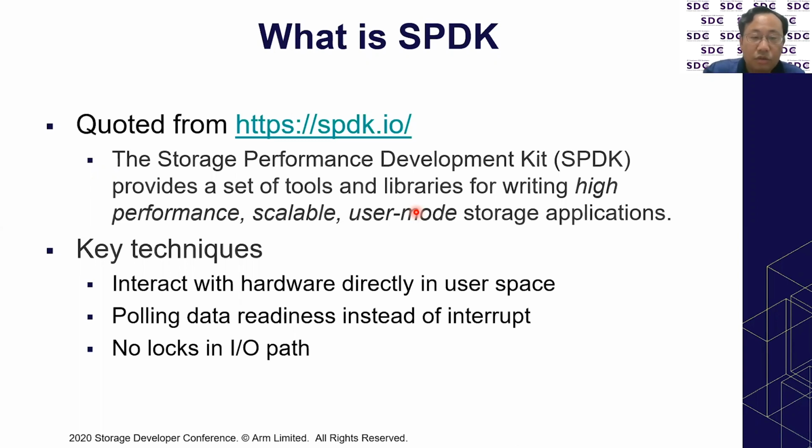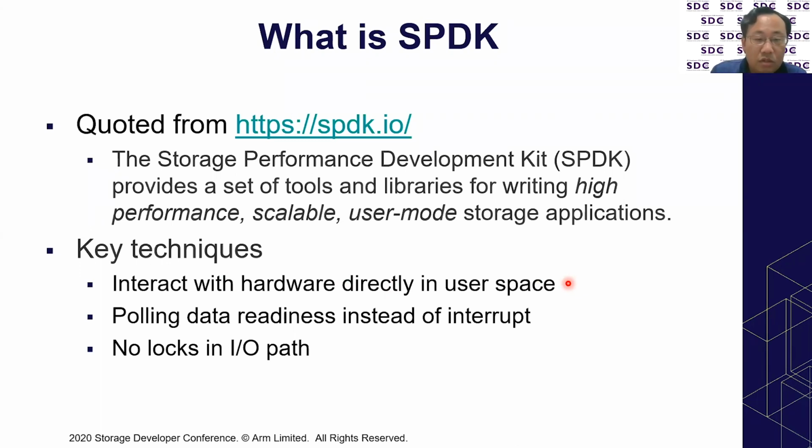The key technology is, first, it interacts with hardware directly in user space. It bypasses the kernel. The application directly accesses the storage hardware. And it uses polling methods, not interrupt-based ones. Traditionally, we use interrupts: the hardware interrupts the kernel when it finishes sending a packet. But with polling in user mode directly, it reduces latencies.